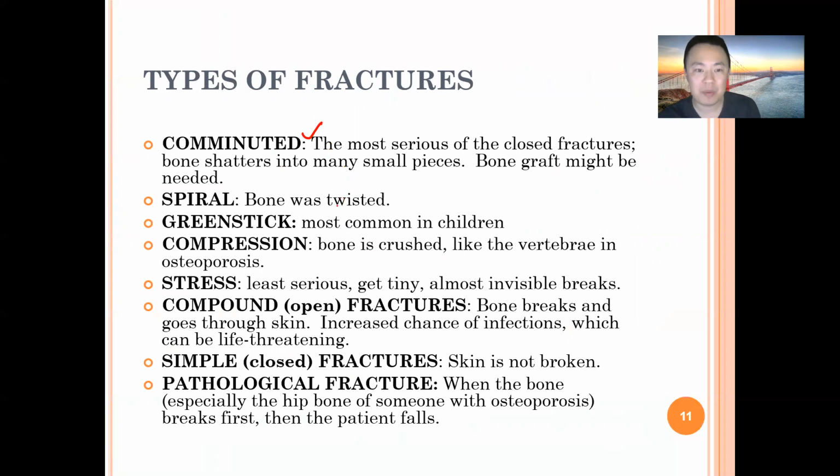A spiral type here is when the bone is twisted. It can lead to a spiral fracture. A greenstick fracture is one that's most commonly found in children. A compression fracture is where the bone gets crushed. It's like a vertebra in osteoporosis. You get stress fractures, which are the least serious types. These are very tiny, almost invisible breaks, and they tend to heal much faster. And of course, we've talked about open and simple and closed fractures here. And pathological fractures, when the bone, especially the hip bone of someone with osteoporosis, breaks first, then the patient falls.